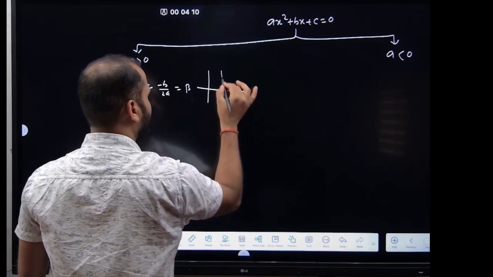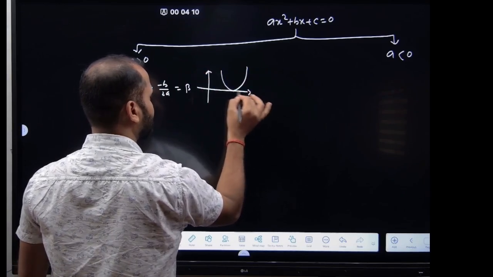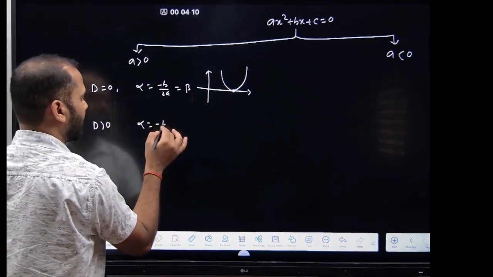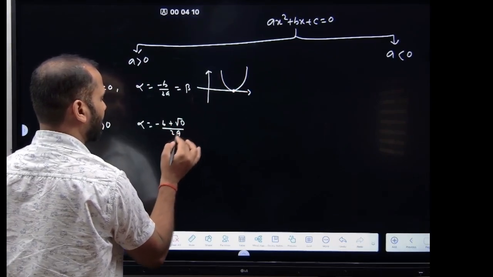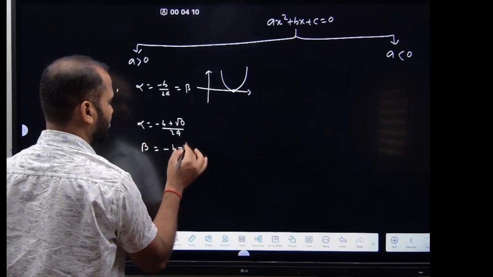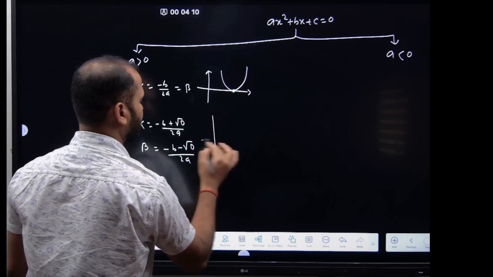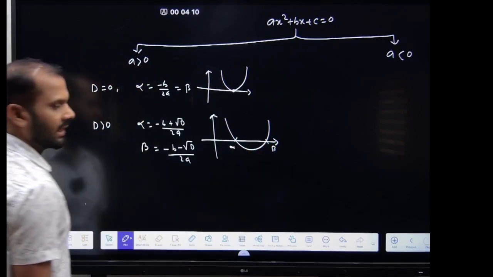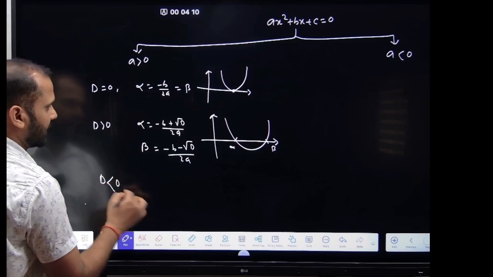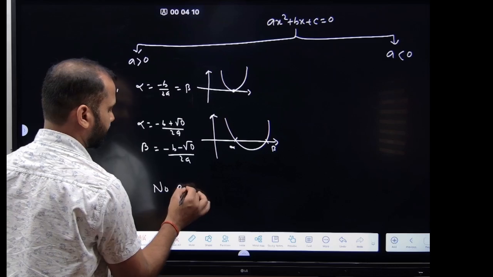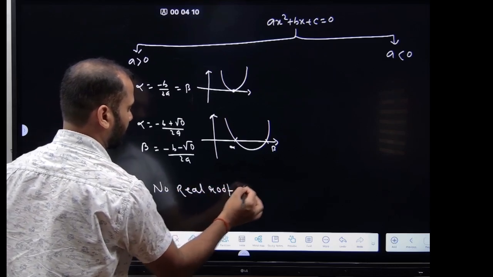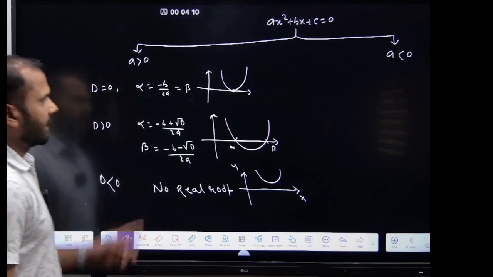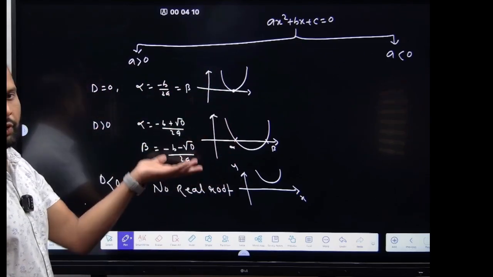If a is greater than 0, the curve will be like this: y-axis, x-axis. Second, if d is greater than 0, alpha will be minus b plus root d divided by 2a, and beta will be minus b minus root d divided by 2a. Two distinct roots will be there. Let it be like this: y-axis, x-axis. Here alpha, here beta, correct? Third, if d is less than 0, no real roots. I am just copying whatever you had written: y-axis, x-axis, correct? If a is positive, the curve will open upward along the y-axis.